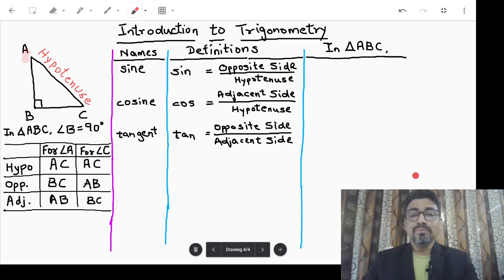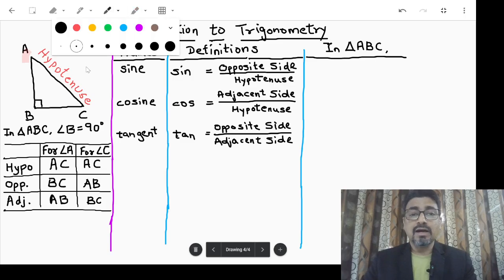We defined three trigonometric ratios for the acute angles A and C. What were the first three trigonometric ratios? They were sine, cosine, and tangent, called sin, cos, and tan. What was the definition of sine? The definition of sine was opposite side upon hypotenuse. The definition of cos was adjacent side upon hypotenuse. And the definition of tan was opposite side upon adjacent side.